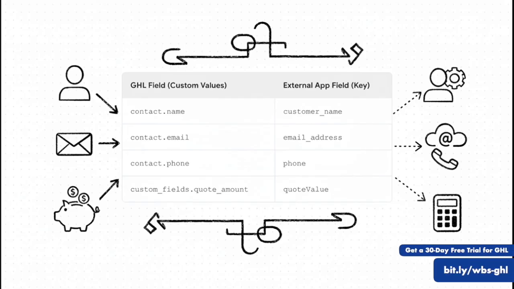On the left, you see the fields from GHL, like contact.name. On the right, you see what the other app calls that same piece of information, maybe something like customer_name. Your job is to simply play matchmaker. You're telling the system, hey, when you see contact.email from GHL, put that data into the email_address field in the other app. You're basically creating a little translation guide for your data.